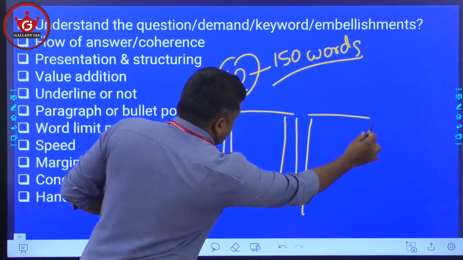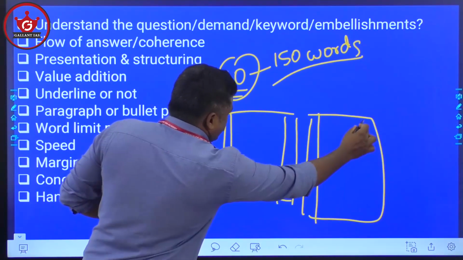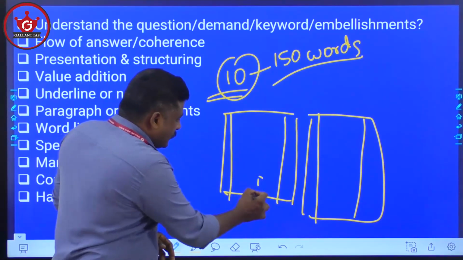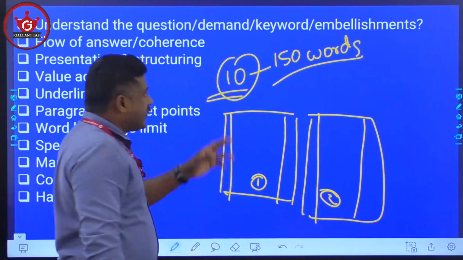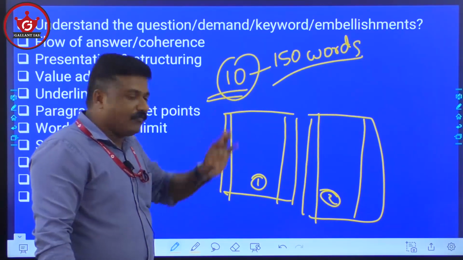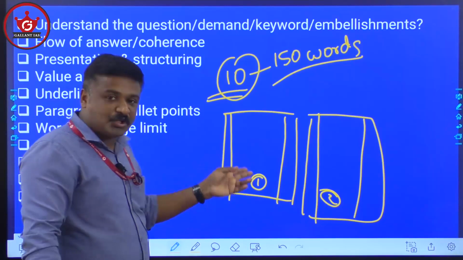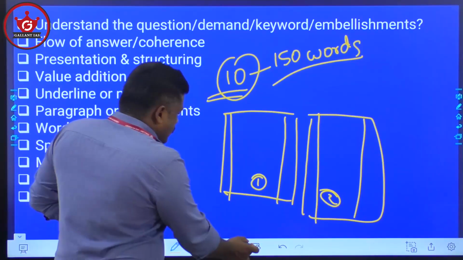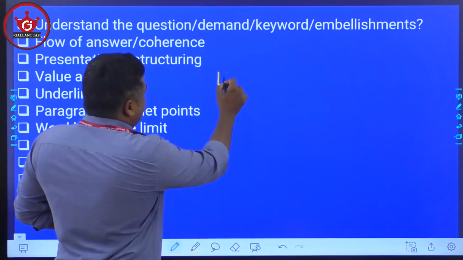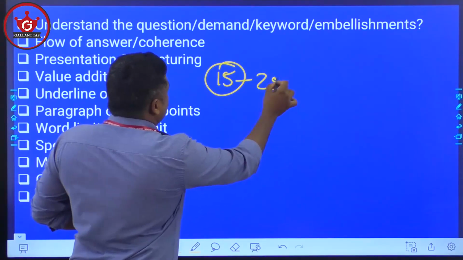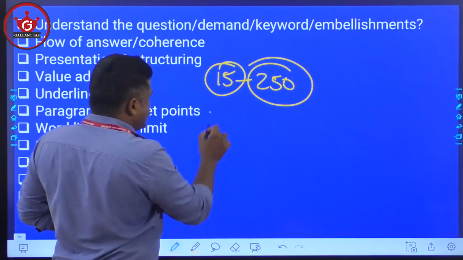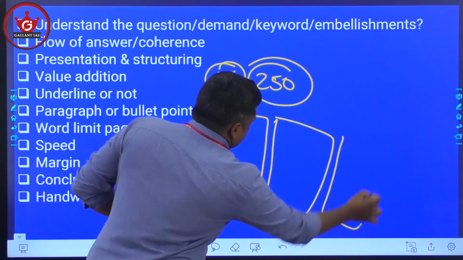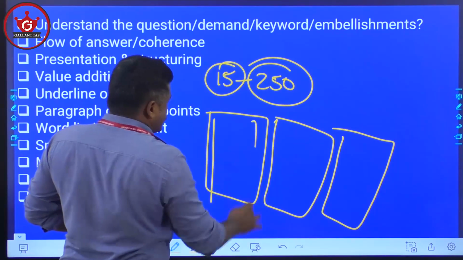If it is a 10 marker question, you have to write in 150 words. You can write in these 2 pages, a single sheet, 2 pages: page number 1, page number 2. If the question is 10 marker, you write 150 words, for which you can use 2 pages of the single sheet. If it is a 15 marker, you have to write 250 words. 250 words means you can write in 3 pages, double margin.